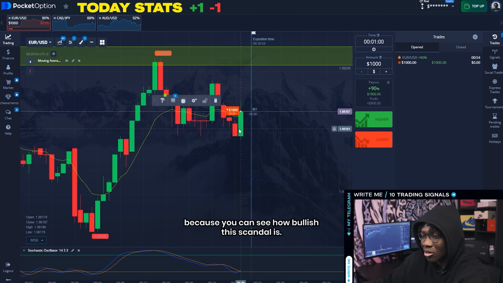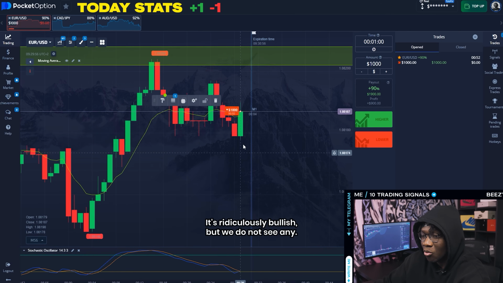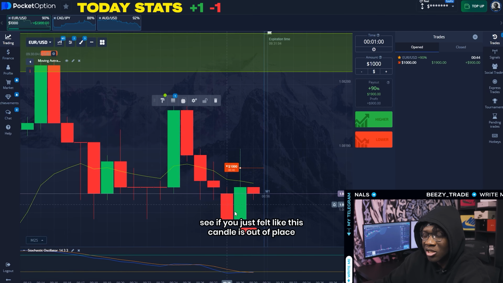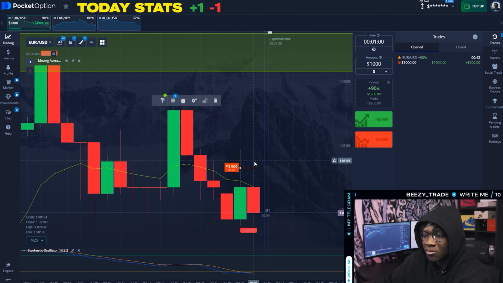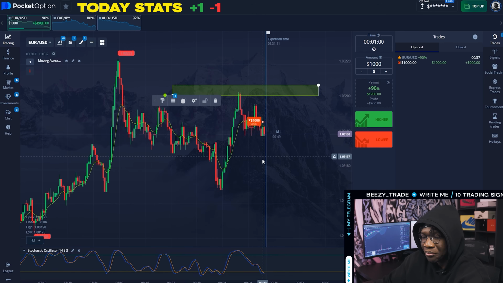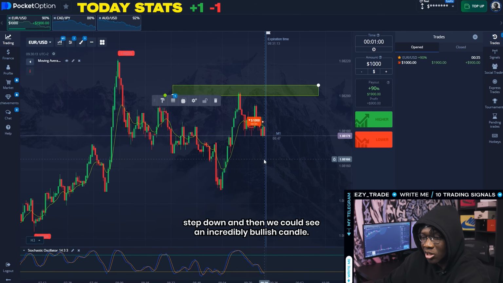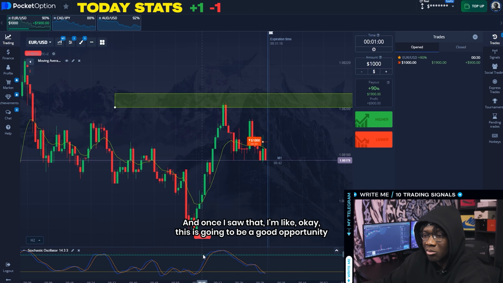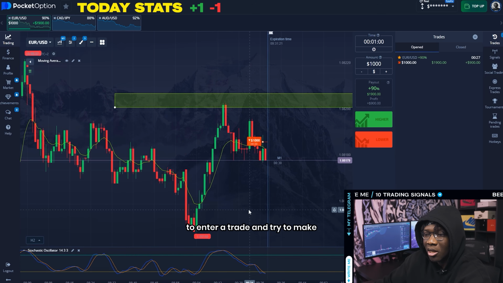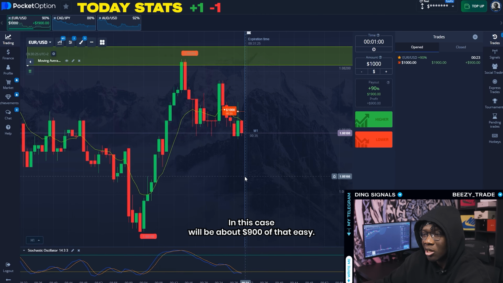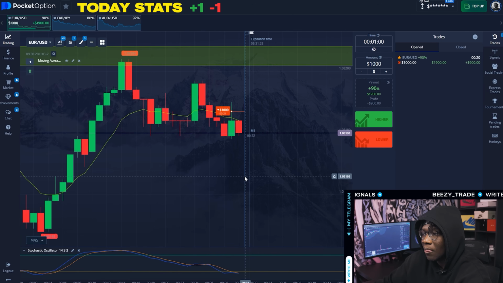Because you can see how bullish this candle is. It's ridiculously bullish. But we do not see any. Okay, I'm gonna enter a little bit early because I want to wait. It just felt like this candle is out of place, because you can see the market gradually here step down, and then we can see an incredibly bullish candle. And once I saw that, I'm like, okay, this is going to be a good opportunity to enter a trade and try to make a couple of bucks. In this case, would be about $900 off of that, easy.